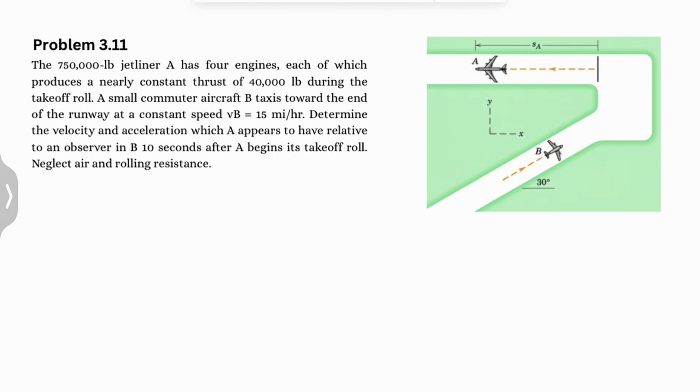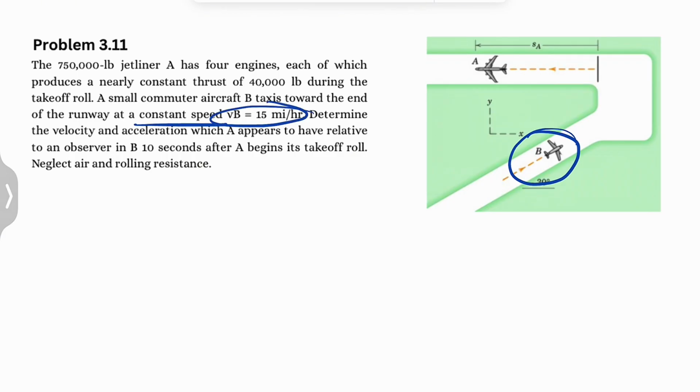Okay, guys, welcome back. We have another question about the topic of relative speed and relative acceleration. The 750,000-pound jetliner A has 4 engines, each of which produces a nearly constant thrust of 40,000 pounds during the takeoff roll. And we also have a small commuter aircraft B, which taxis toward the end of the runway at a constant speed of 15 miles per hour.